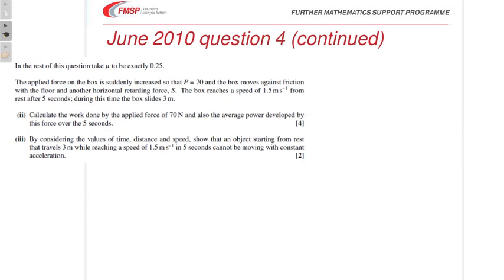Carrying on then. The applied force has suddenly increased to P equals 70, and the box moves against friction. We take mu to be 0.25. So the box reaches a speed of 1.5 meters per second from rest after 5 seconds. Let's just jot that down first of all. u equals 0, v equals 1.5, t equals 5, and the distance moved is 3 meters.